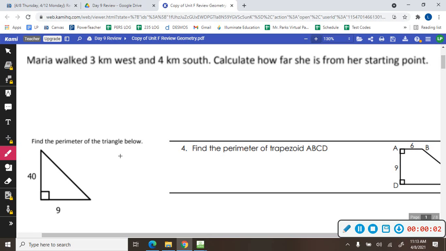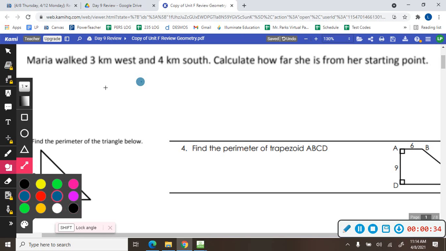So Maria walked 3 kilometers west, so I have to start off with where Maria is. Let's say Maria starts right here, and she walks 3 kilometers west. That'd be east, so this would be west. So she walks 3 kilometers west, and then she walks 4 kilometers south.